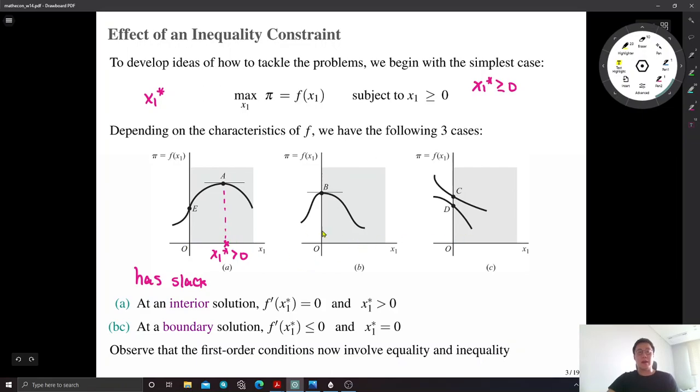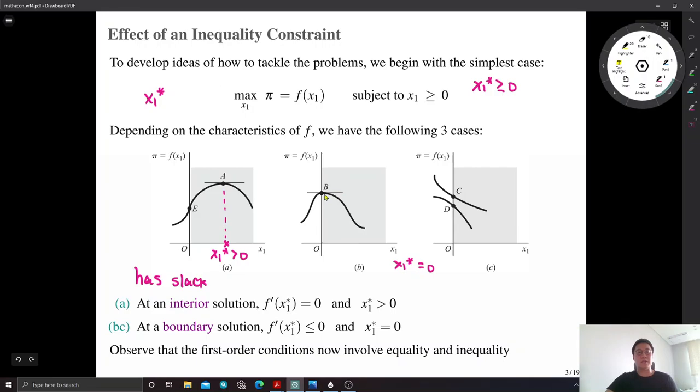But the second case, these two figures show the possibility of boundary solutions. So x1 star may be equal to 0, depending on the characteristic of the function we want to maximize. All right? So at the boundary solution, we have two different cases. In part B, the second figure, the derivative, the slope of the tangent line at this optimum point is equal to 0.